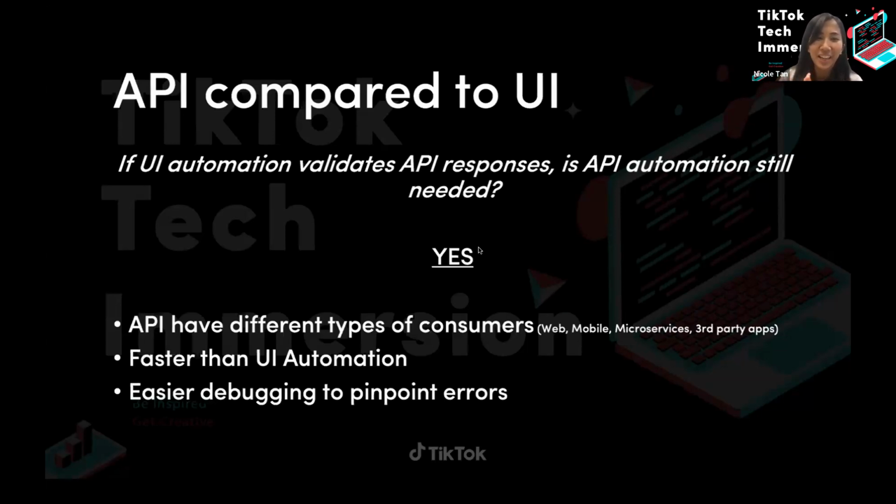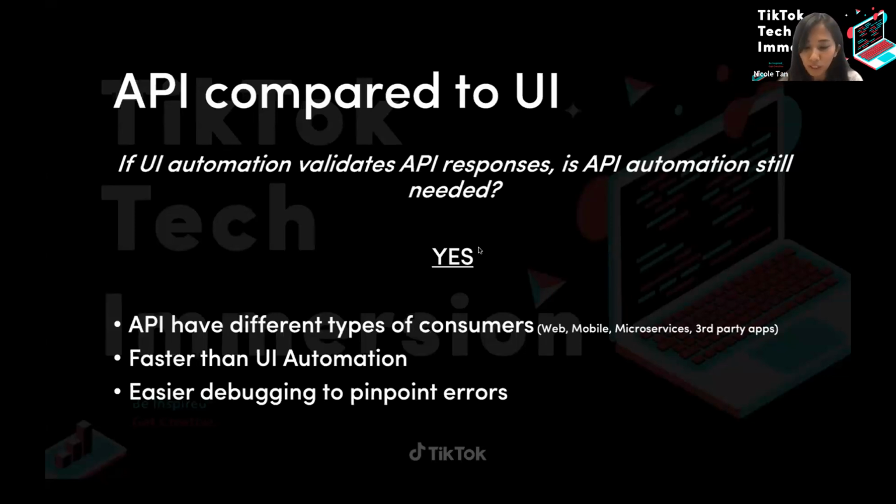Like the time needed to set up the app, it does add to the device cost. So API automation is definitely faster than UI automation. As you guys know, you can call an API just from your terminal, like you can do curl. Very simple. And then the last one is that it's easier to debug and to pinpoint errors.